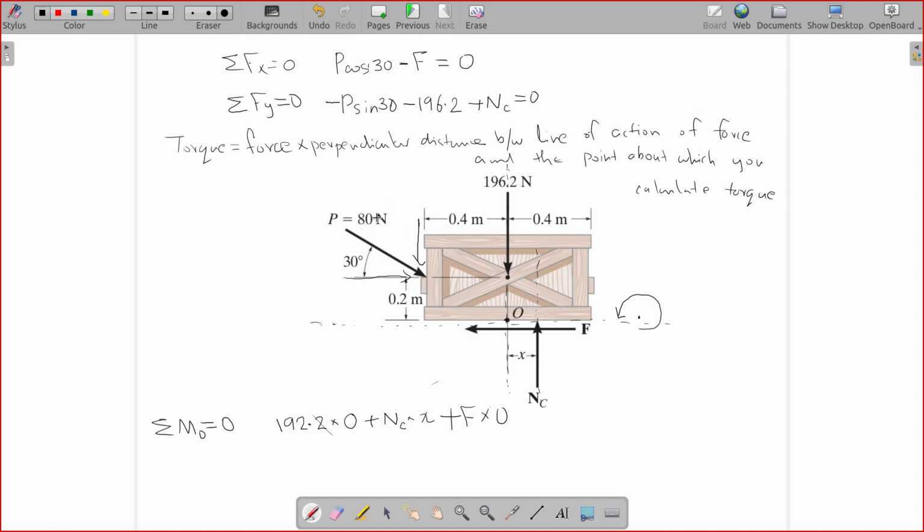If you consider P as one single force, then you will have to find the perpendicular distance between the line of action of P and point O. So the line of action of P will be something like this, and you will have to find the perpendicular distance between this line of action and the point O. You can do that. That is one way to do it, but that's relatively difficult.